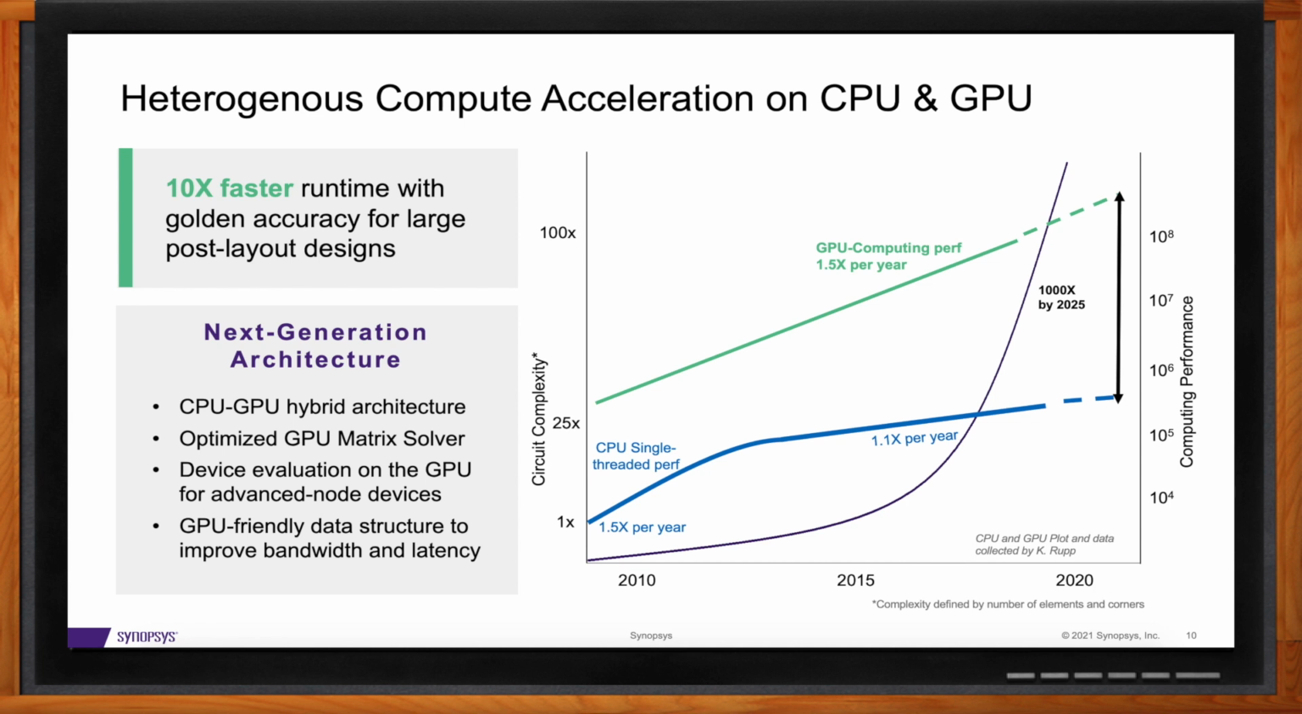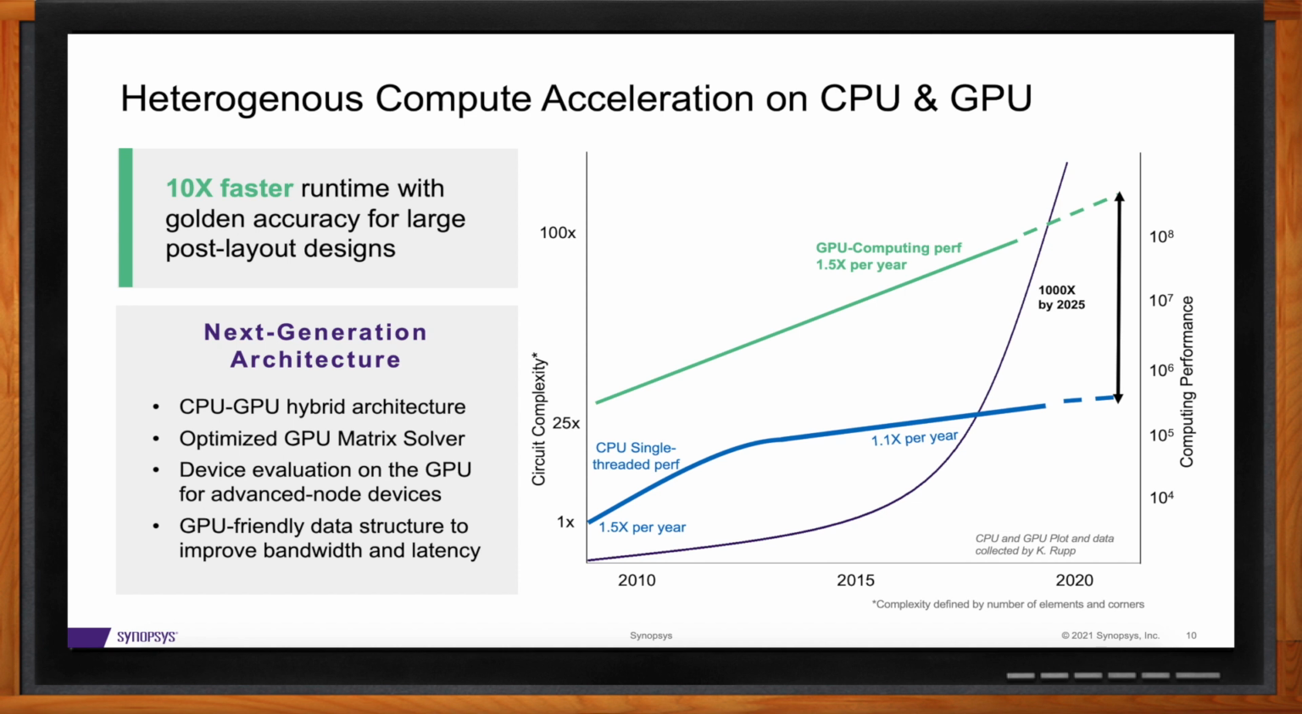And we have introduced a GPU-friendly data structure for the transfer of data between the CPU and the GPU, which improves the bandwidth and the latency. And the result is that we can run now 10 times faster on the GPU with the same golden accuracy. As you can see here, we are using better hardware and better mathematics. We are not making any approximation in the circuit. So we are not compromising accuracy by any means while we are getting 10x better performance.